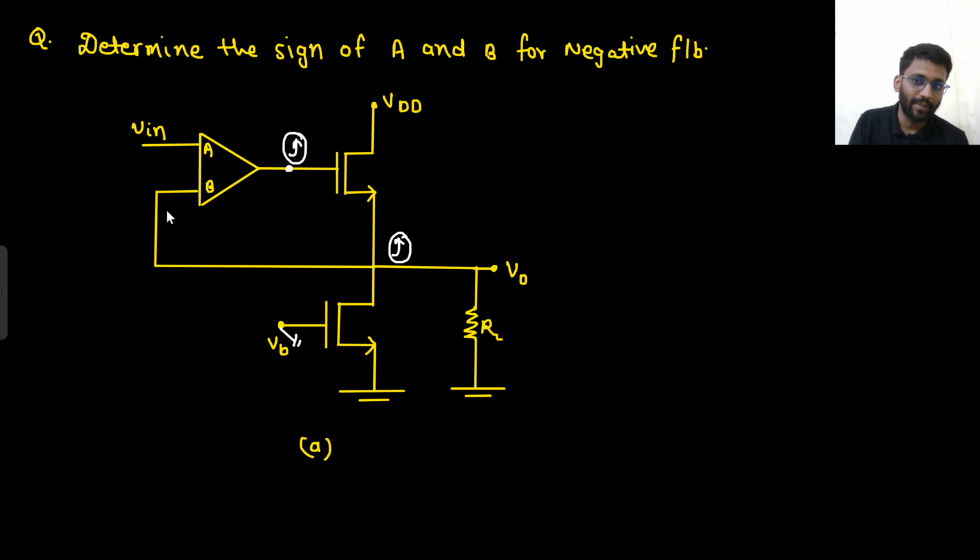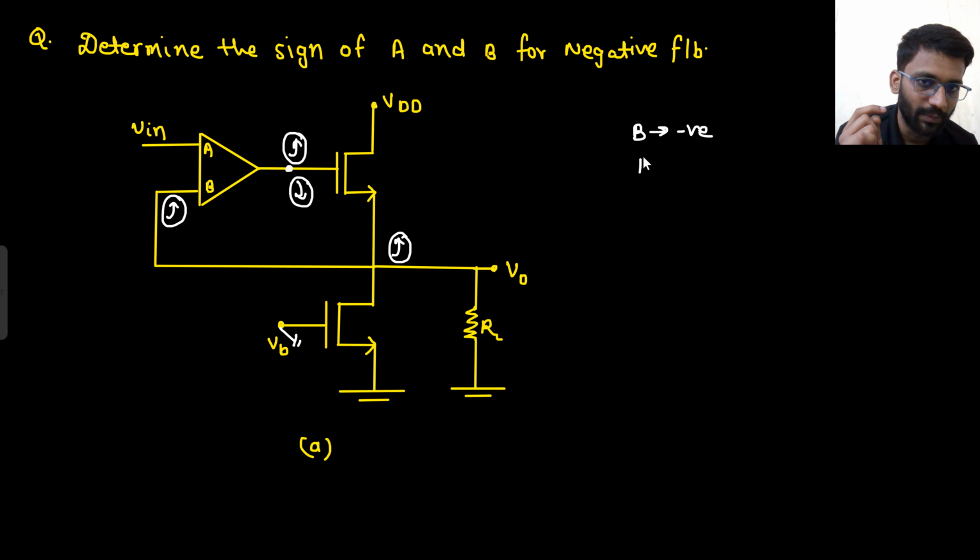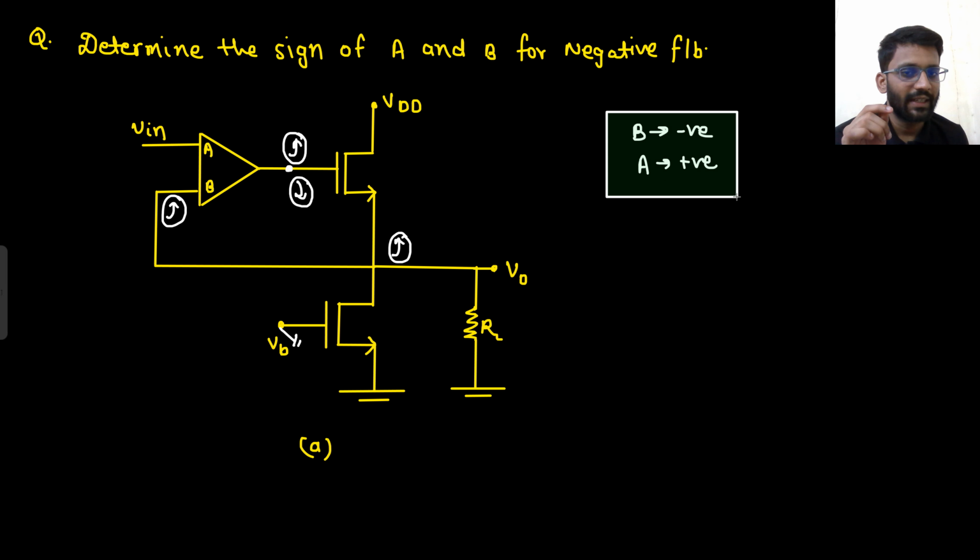If this node increases, what will happen? This node is increasing. Now you want your output to decrease. So tell me, what should be B? If B is positive, if the positive node increases, then the output will increase. So B has to be negative. Say yes or no. So B is negative and A is positive. If B is negative, then only your output will decrease. If this node is increasing, and B is negative, then only your output node will decrease. So A is positive and B is negative.